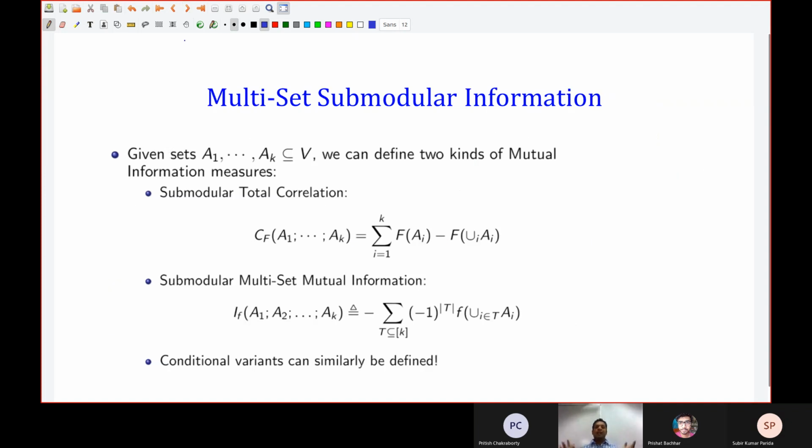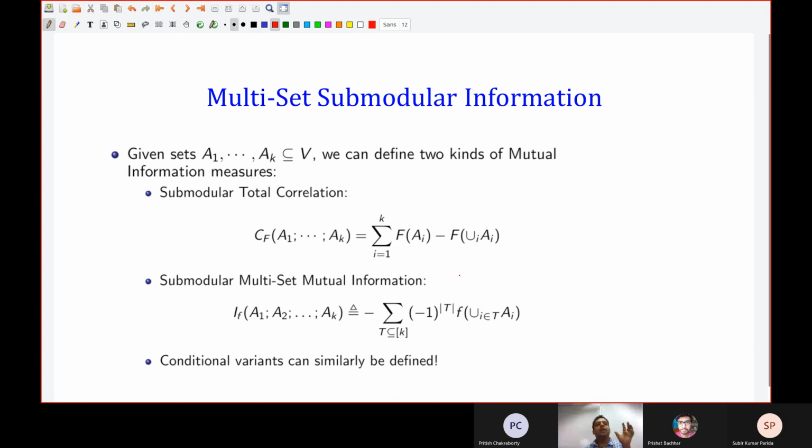You can now also talk about multi-set submodular information, something we are not going to build upon. This is going to be a little breezy, and I would say this is really extra optional, if you're very curious about it. But let me give you an idea what these are doing. If you're given multiple sets, you can have a notion of submodular total correlation. How much are these sets correlated? So it's generalizing the notion of mutual information.